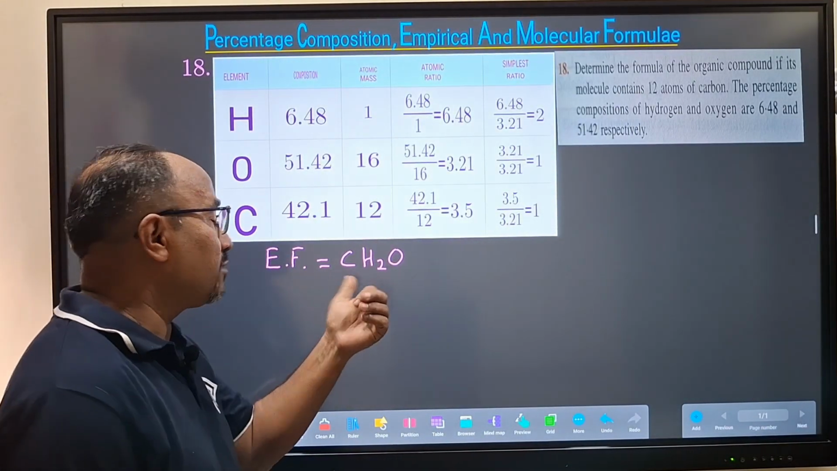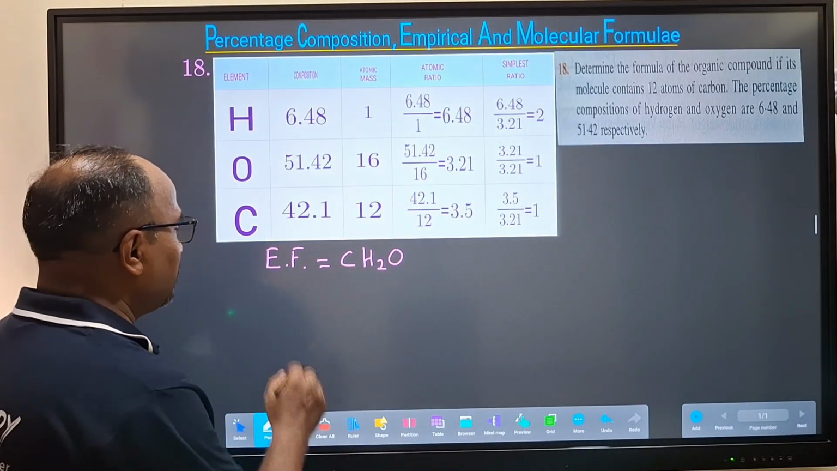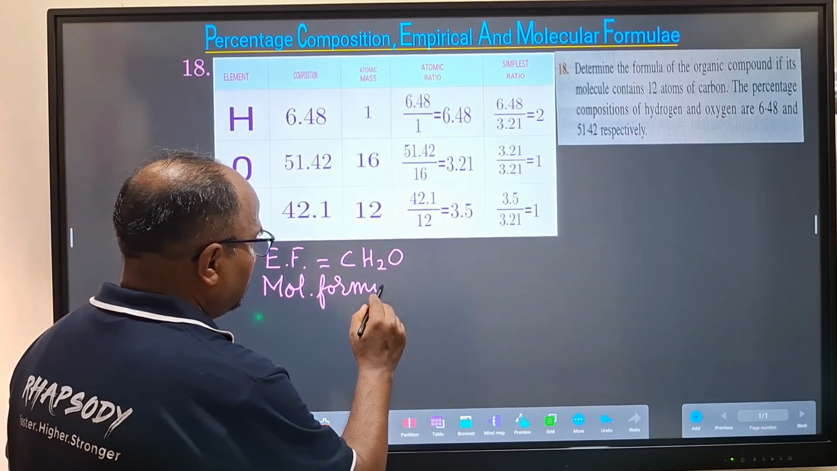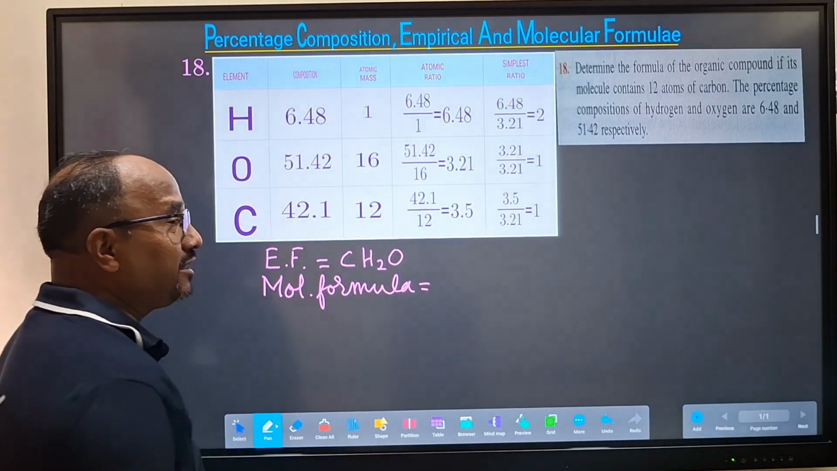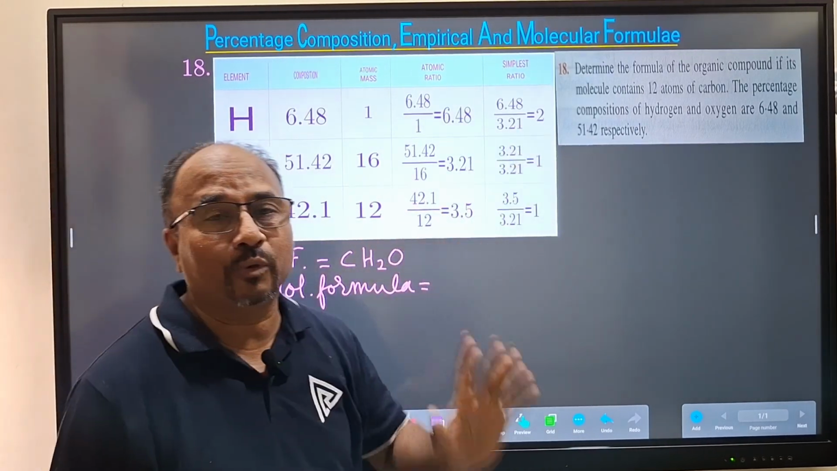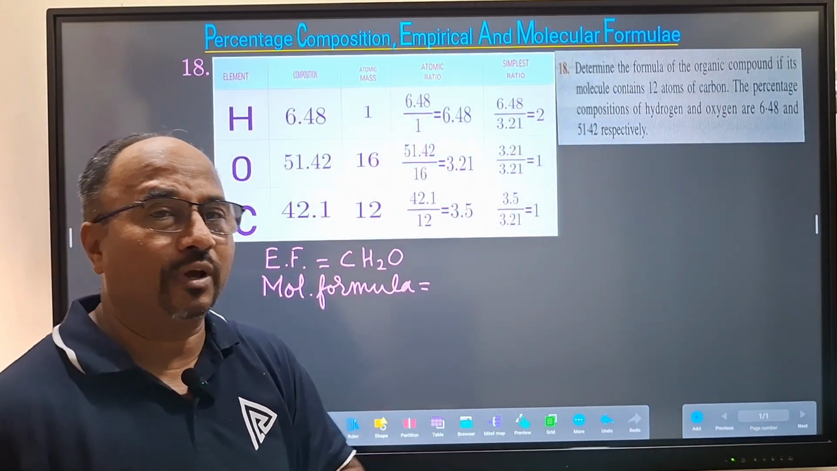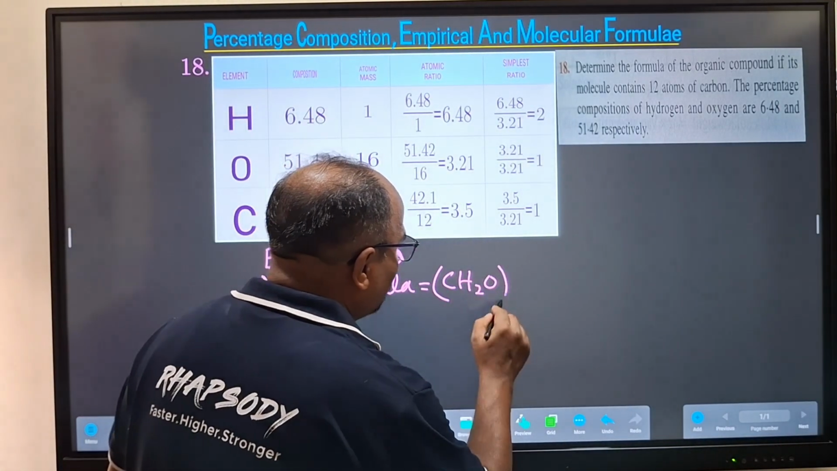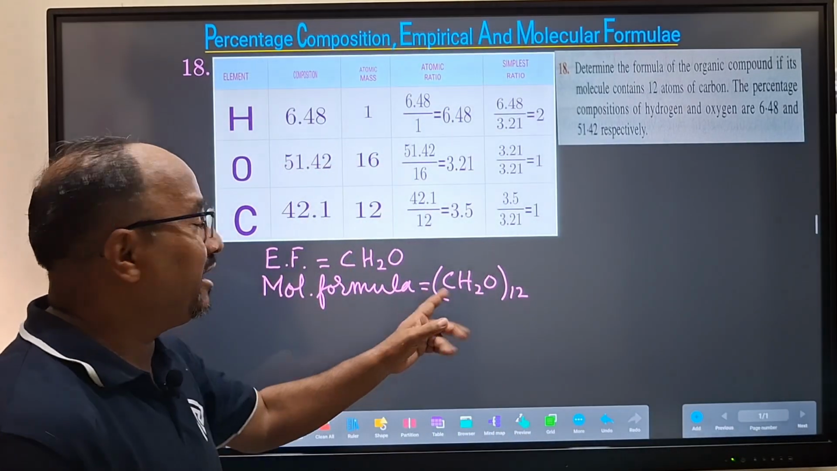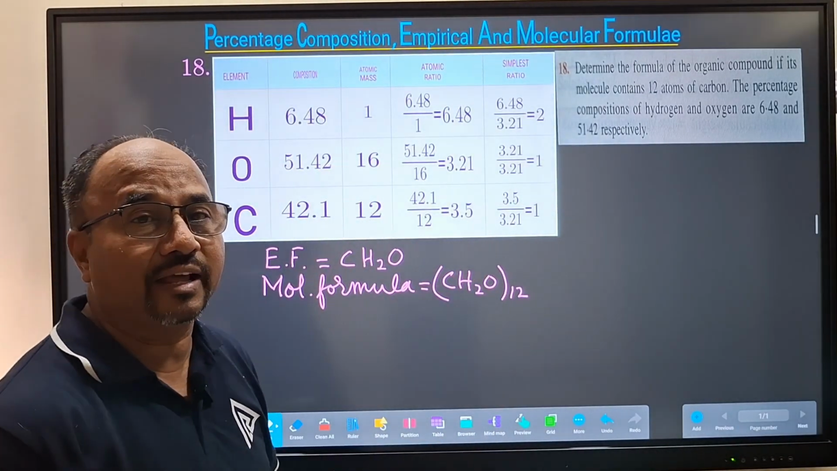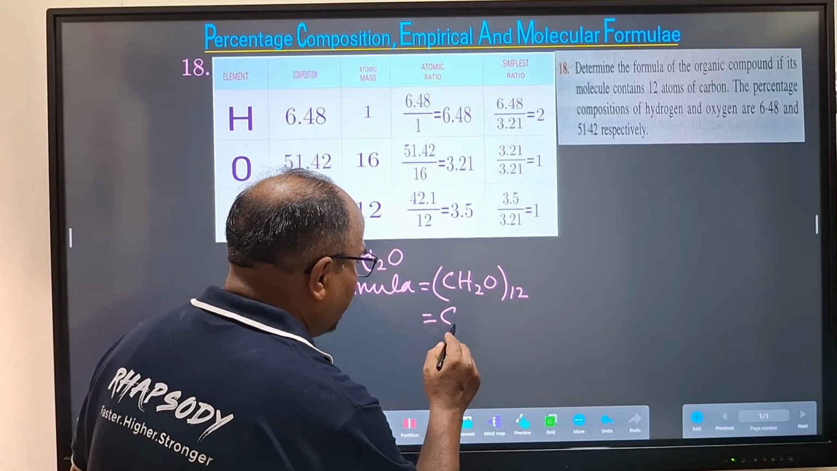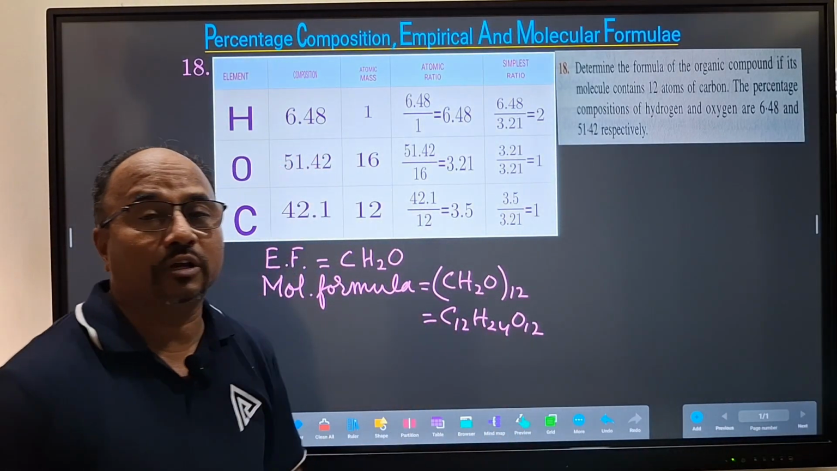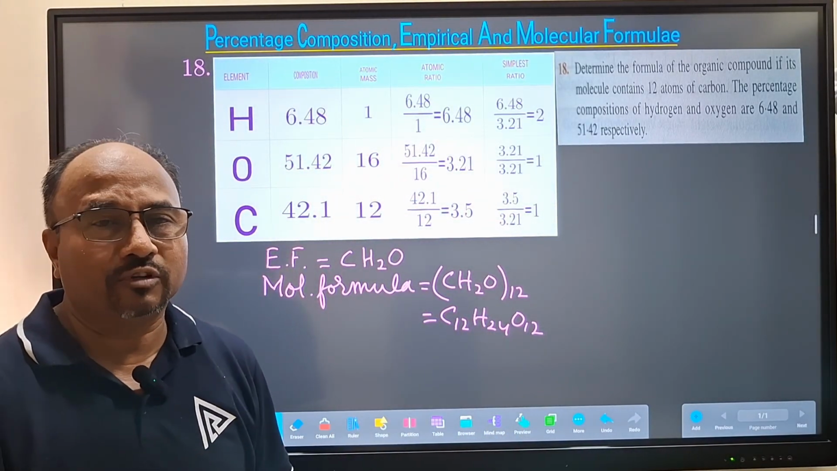But what is told? Carbon should be 12. So to get the molecular formula, because carbon is 1 here and it is required to be 12, we get the n value as 12. So it means that the empirical formula CH2O needs to be multiplied by 12 to make carbon 12, and the necessary changes will take place in the others also. So you get C12, H24 and O12. This becomes the molecular formula of the organic compound which was asked there.